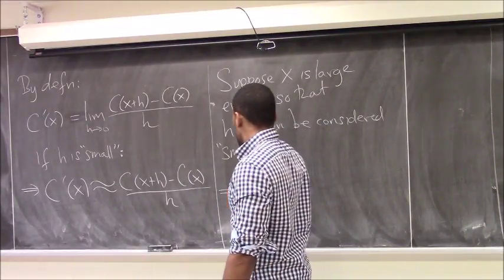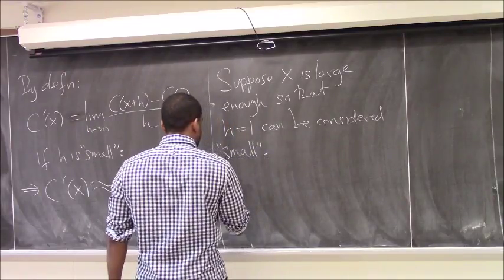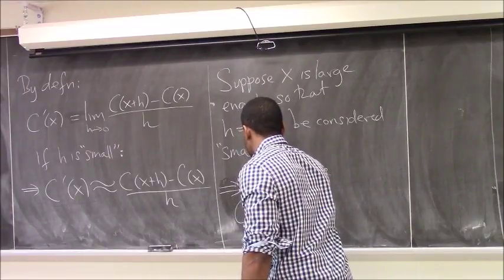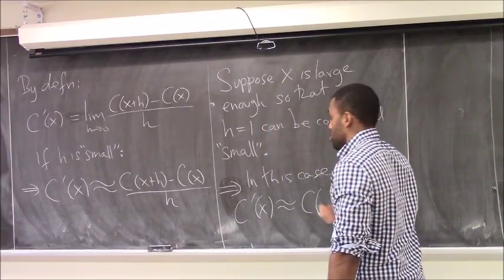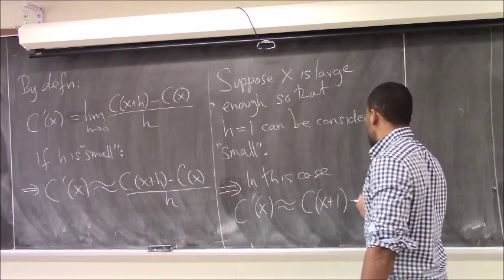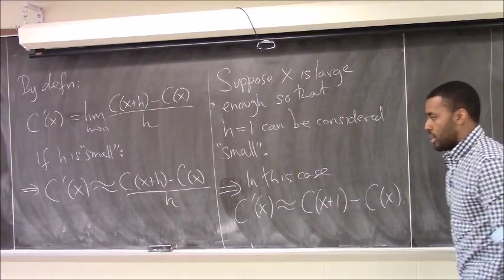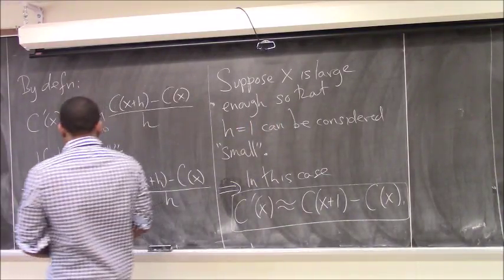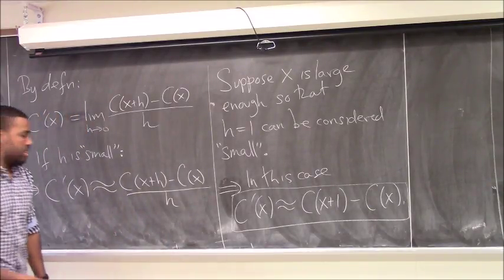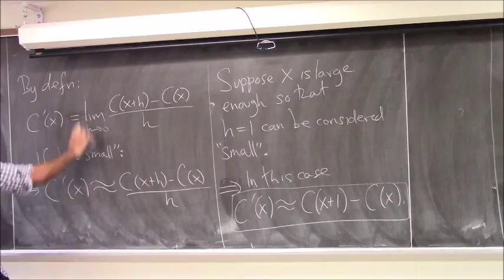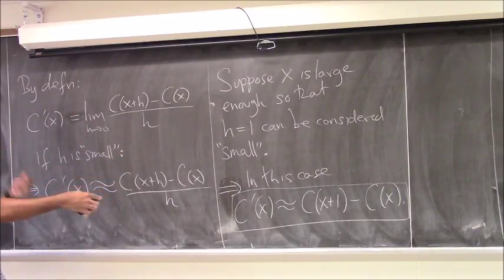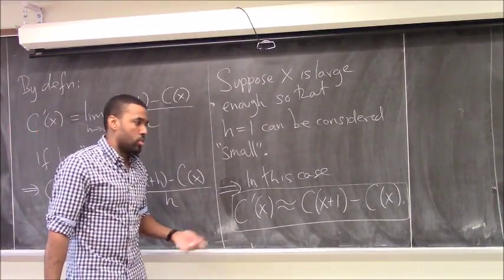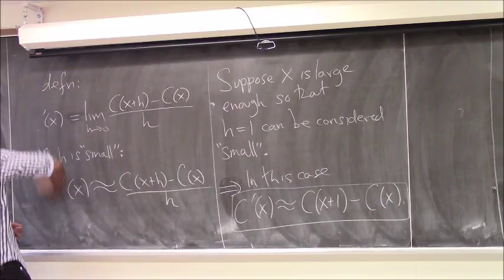And so this would mean, in this case, your C prime of X would be approximately equal to, plug in h equals one, and you end up with that expression. So that's sort of the idea behind this. We take our cue from the derivative, we get this expression. Pretend we're dealing with a context where the X is large, right? So this is like the production of some large factory, where X is counting the number of products, or something similar.